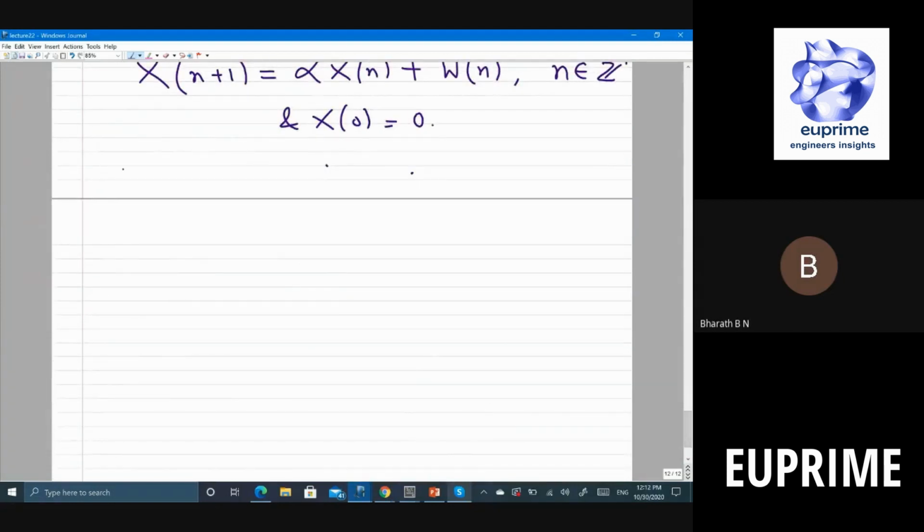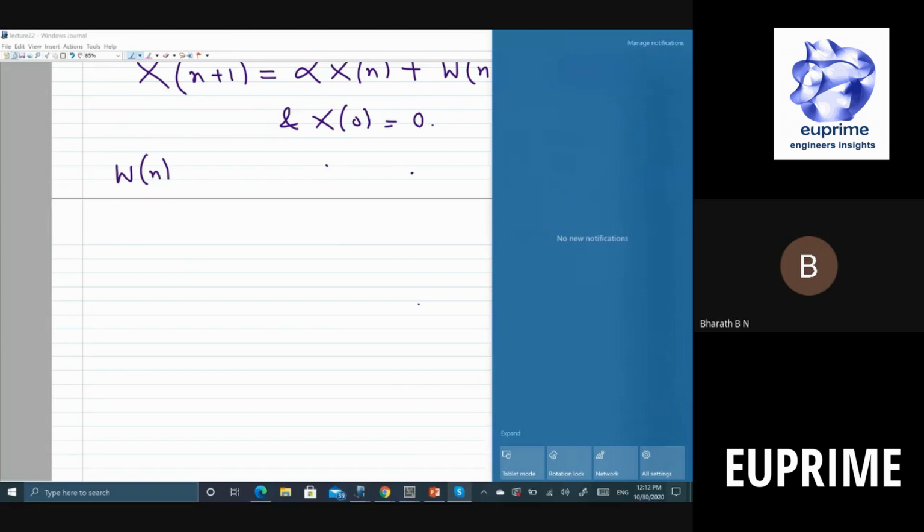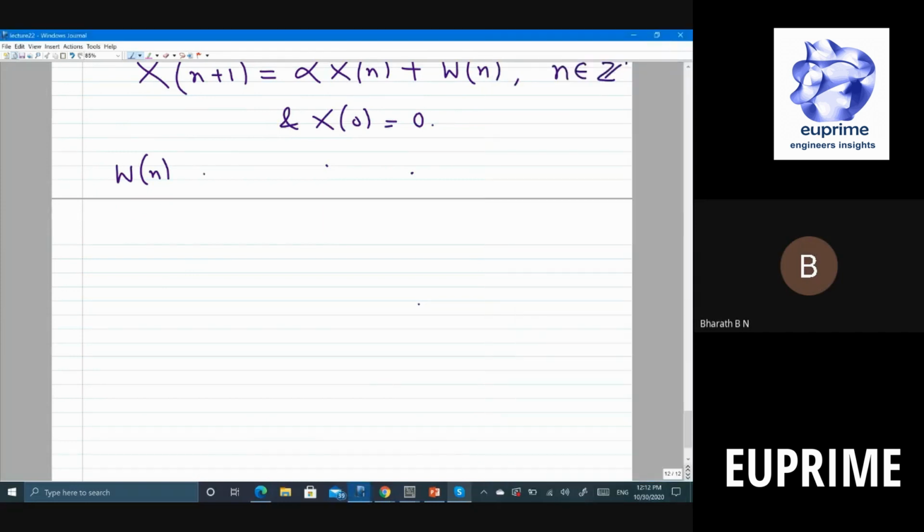Okay, I'll write here. So w of n is IID, with Gaussian, 0 mean, and variance, let's say, sigma square. This is the Gauss Markov process.